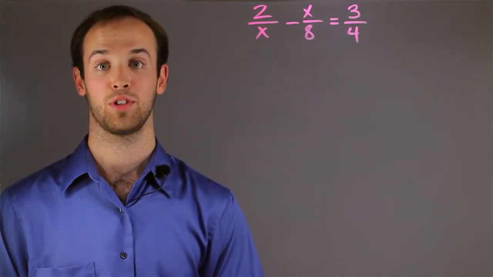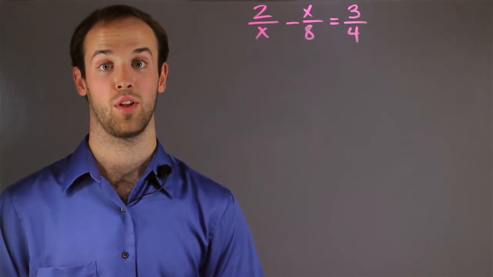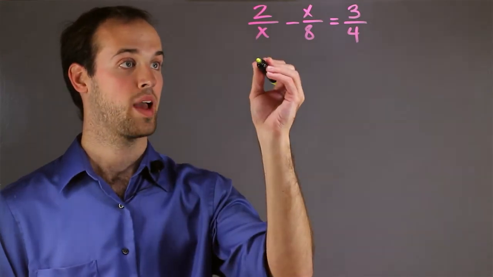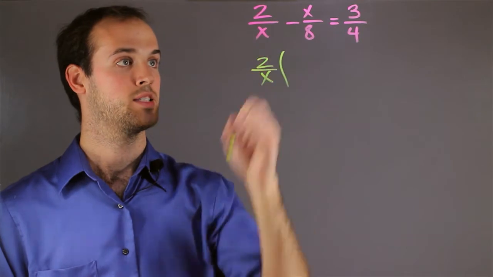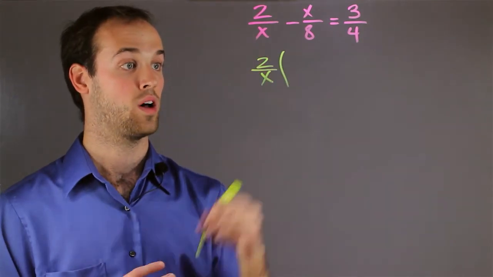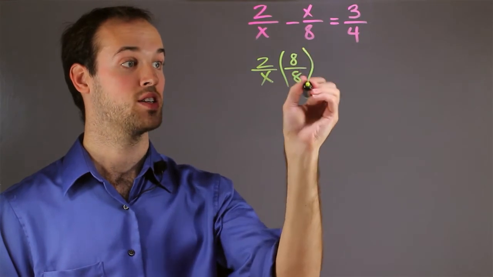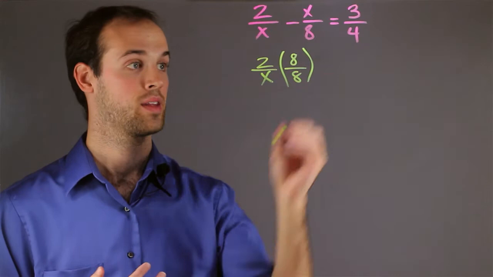So I want to multiply all the terms, top and bottom, until the denominator is equal to 8x. So I have 2 over x, and what do I need to multiply that by to make the denominator 8x? Well, it's missing an 8, but I need to multiply it by a form of 1 so I don't change it. So I multiply the whole thing by 8 over 8.